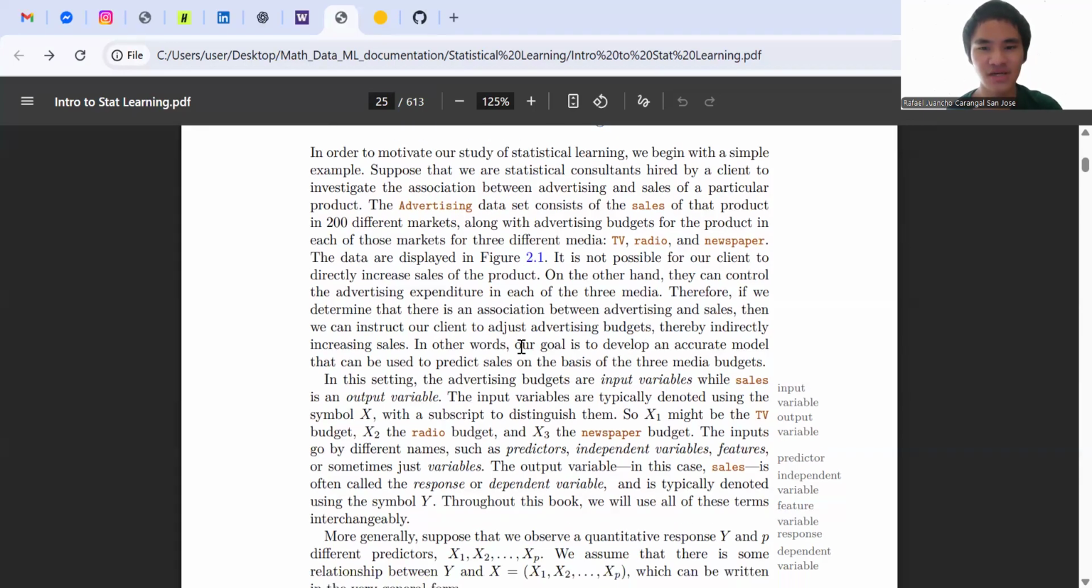So therefore, if we determine that there is an association between advertising and sales, then we can instruct our client to adjust advertising budgets, which increases sales, right? So, okay, let's just dissect what we basically talked about.